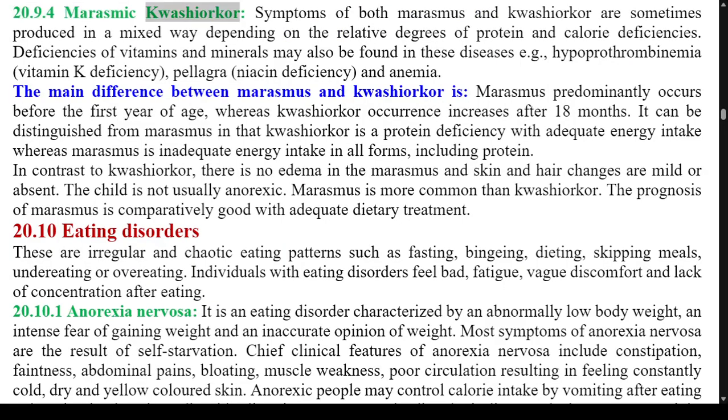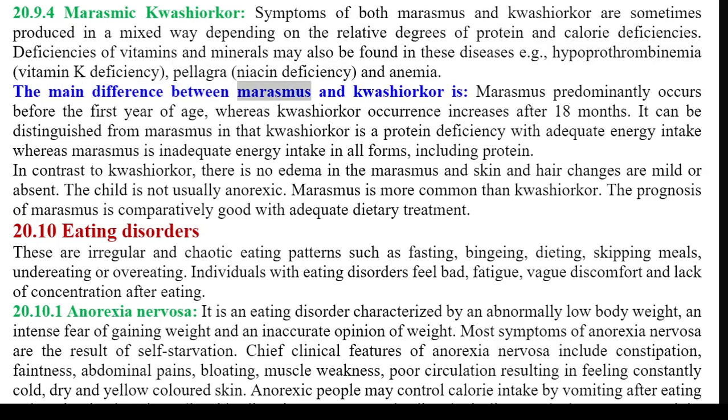20.9.4 Marasmic kwashiorkor. Symptoms of both marasmus and kwashiorkor are sometimes produced in a mixed way depending on the relative degrees of protein and calorie deficiencies. Deficiencies of vitamins and minerals may also be found in these diseases. Example: hypoprothrombinemia, vitamin K deficiency, pellagra, niacin deficiency, and anemia.